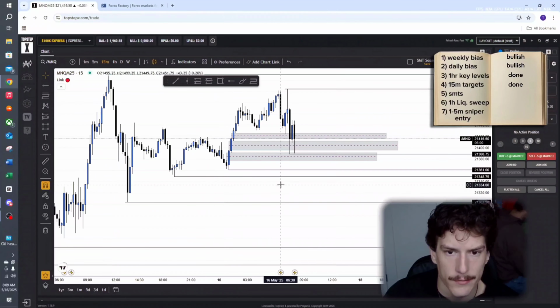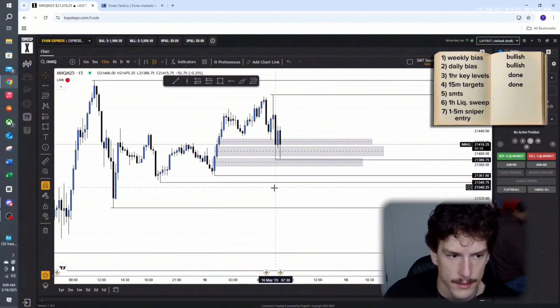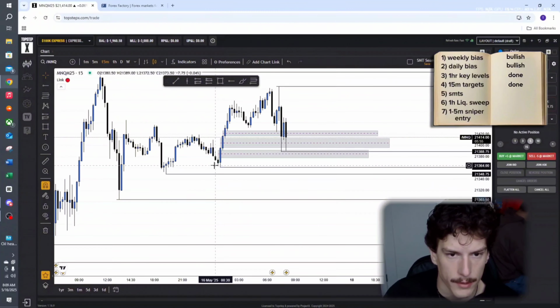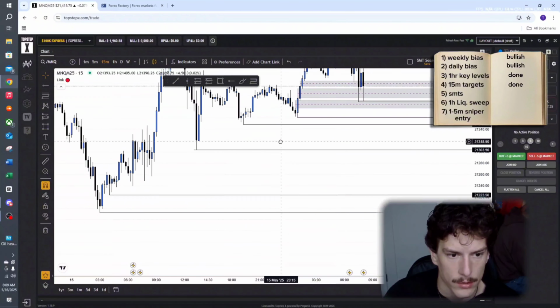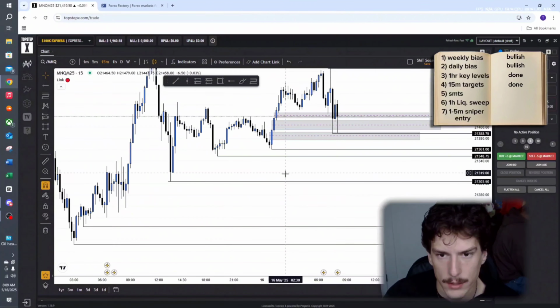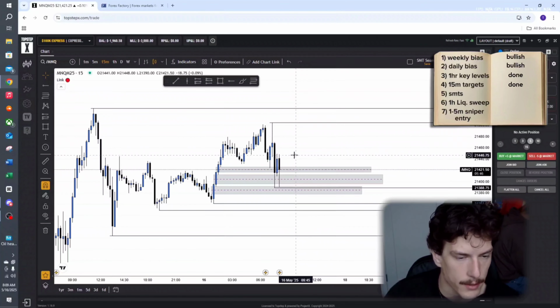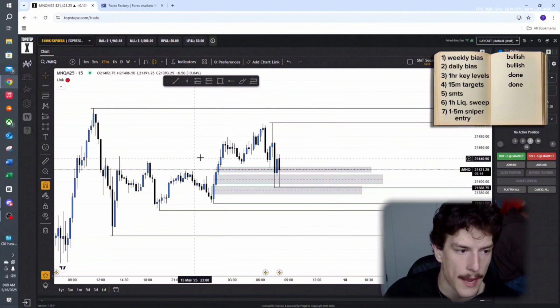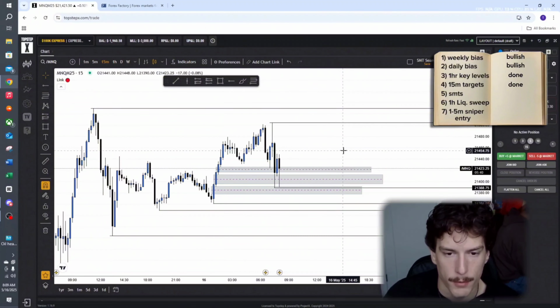We have a lot of low resistance liquidity through here, right? We got low, low, low, then low, low, low, low, low. I have a little bit of low resistance liquidity, so I'm definitely going to be waiting for a pullback on the charts before I enter a long.